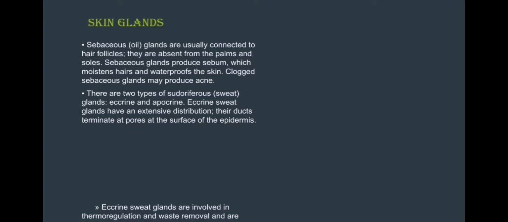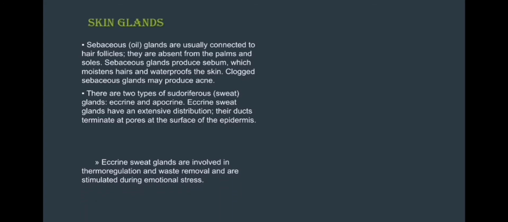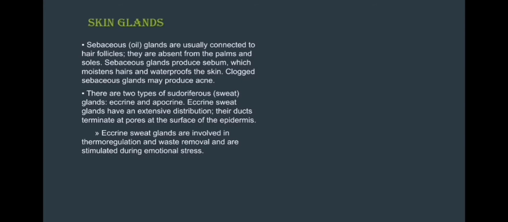There are two types of sudoriferous or sweat glands, the eccrine and apocrine. The eccrine sweat glands have an extensive distribution. Their ducts terminate at pores at the surface of the epidermis. Eccrine sweat glands are involved in the thermoregulation and waste removal and are stimulated during emotional stress. So to make it simple, ito yung sweat na nilalabas ng body natin to stabilize our body temperature.